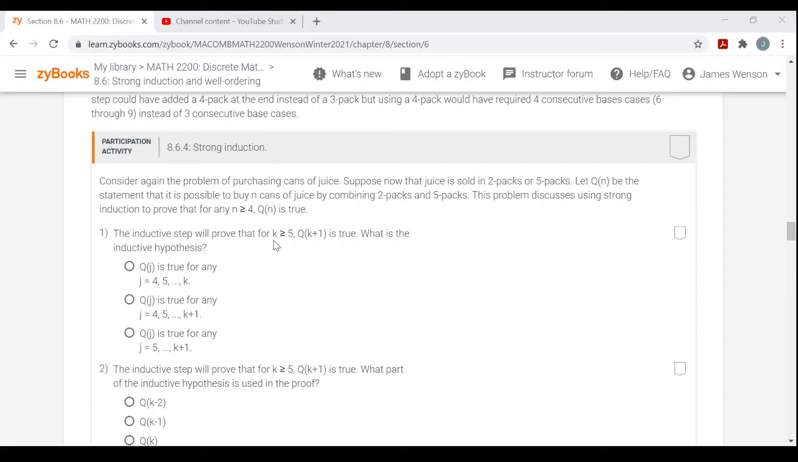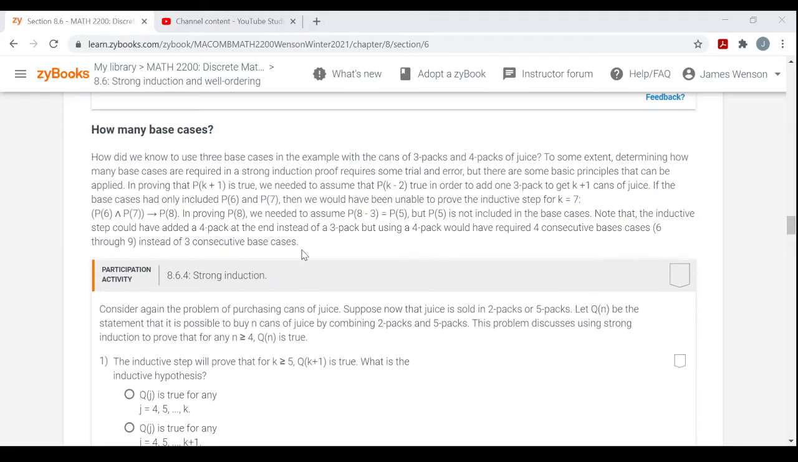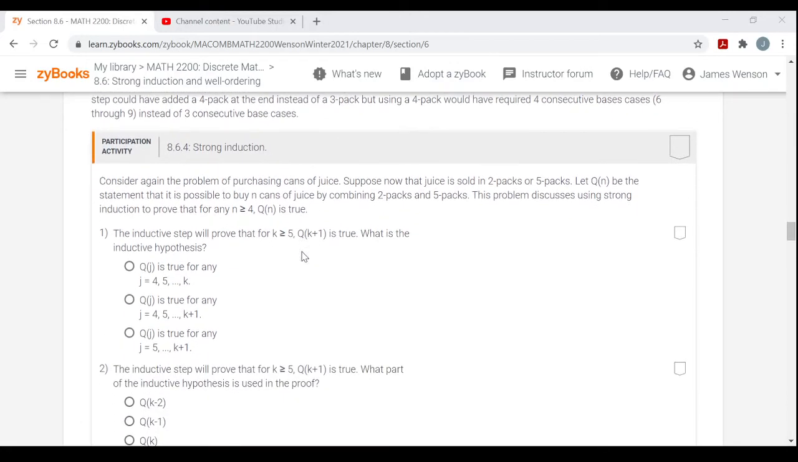So those are true. And then if it's true for every value from 4 to k, then it will be true for k plus 1, because like I said, you can buy k minus 1 cans, because k minus 1 will be from 4 to k, and then you just add a 2-pack, and then you can buy the k plus 1 cans. So it's a pretty similar argument, but only 2 base cases there. Now if you use the 5-pack, you'd have to have 5 base cases, 4, 5, 6, 7, and 8.